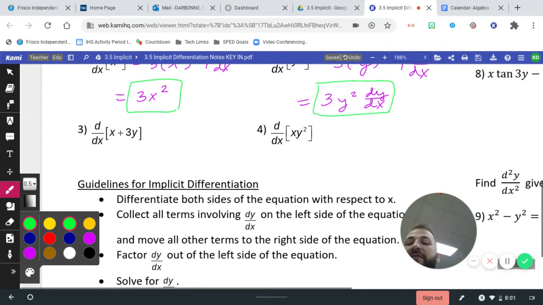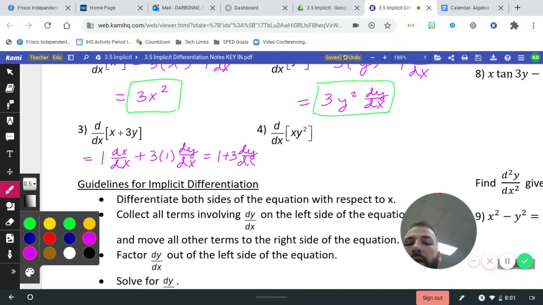So number 3, we have d dx of x plus 3y. I'm just going to jump ahead. So the derivative of x is 1 dx dx plus the derivative of 3y. 3 stays the same, y is just 1, and then dy over dx. So just simplifying a bit, dx over dx is 1. 3 times 1 is 3. So this would be equal to 1 plus 3 dy dx.